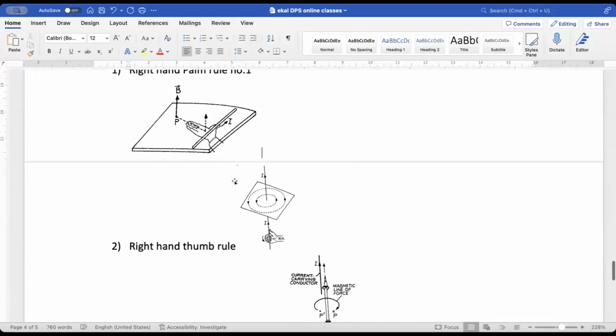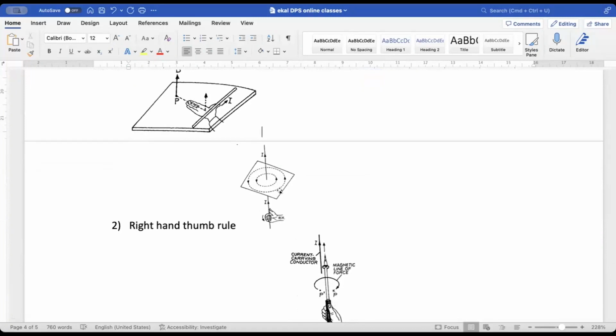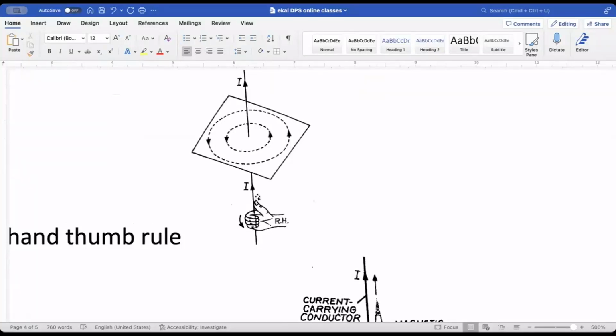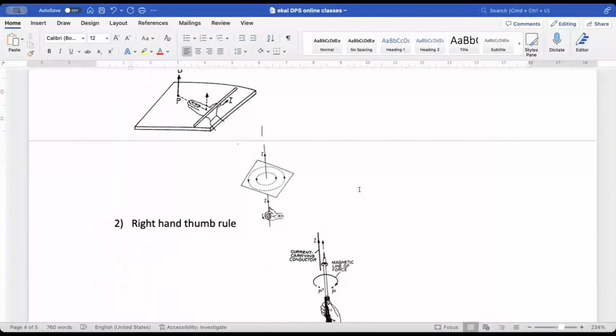Second rule is the right hand thumb rule. This is used to know the direction of magnetic field due to a straight current carrying conductor. It says that if we hold the straight conductor in our right hand such that the thumb points in the direction of the current, then the fingers curl in the direction of the magnetic field.